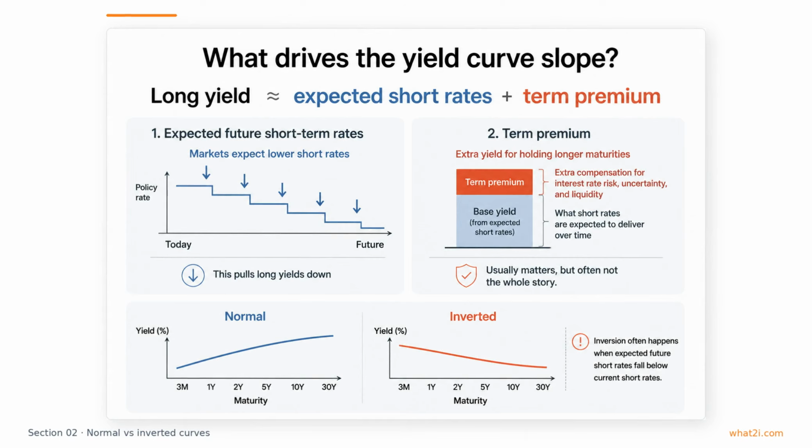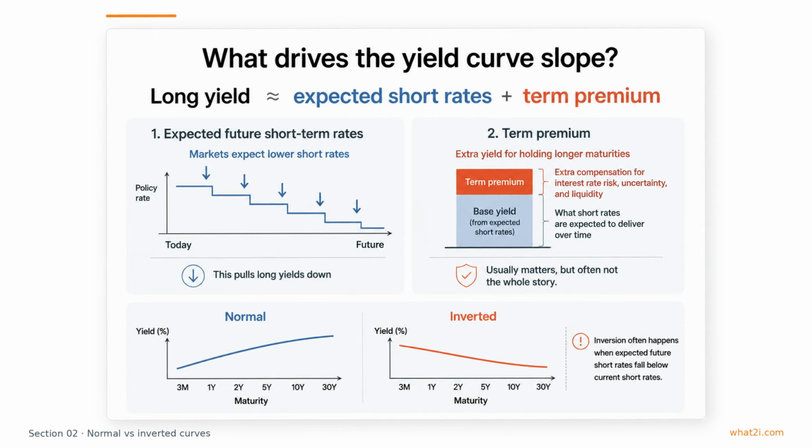A helpful simplification is to say that the slope of the curve comes from two main drivers. One is expected future short-term rates. The other is the term premium, which is the extra yield investors may demand for holding longer maturities. Put together, long yields are often described as expected future short rates plus term premium.